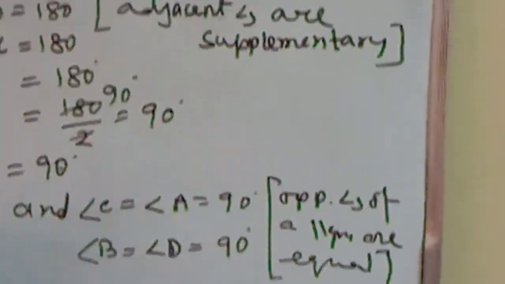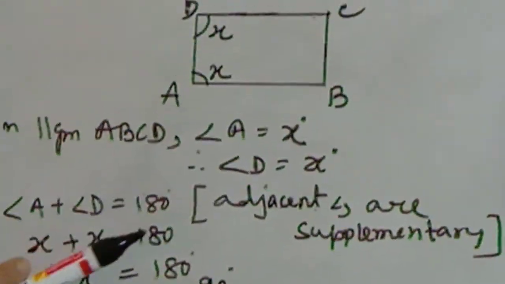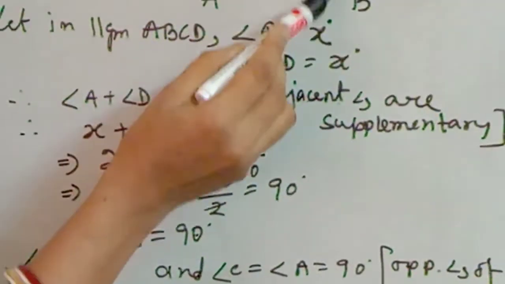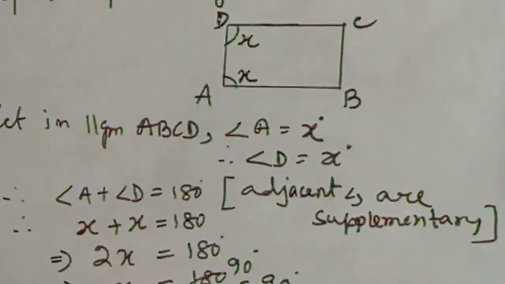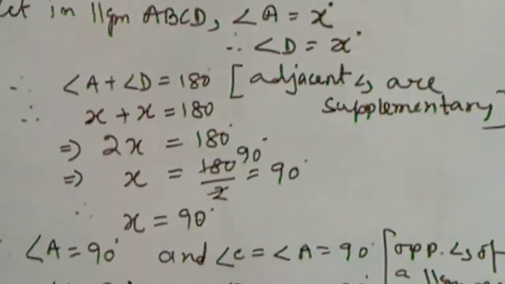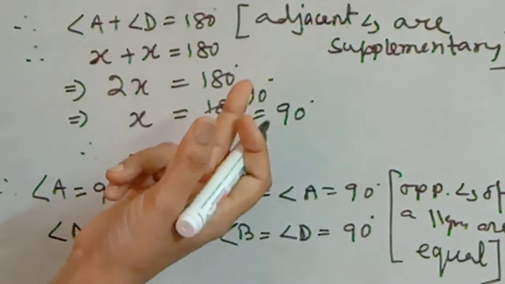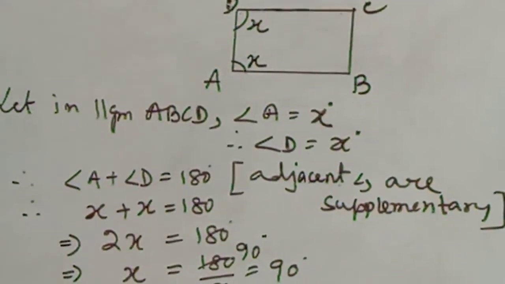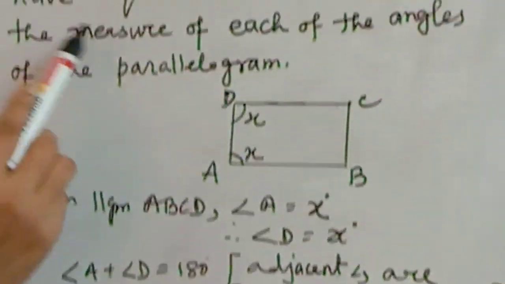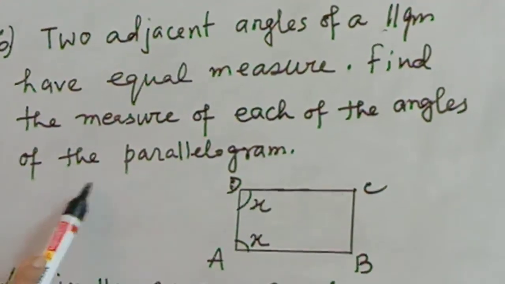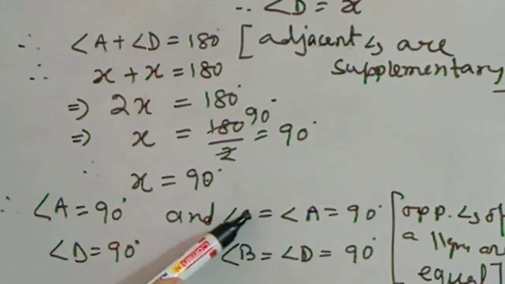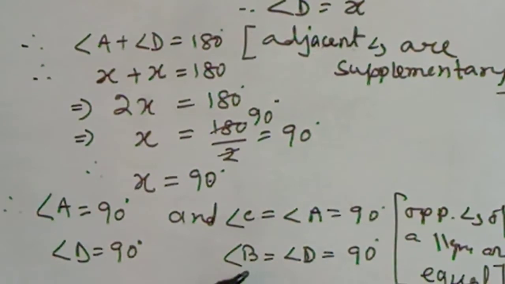So if two adjacent angles are equal, then all the angles of the parallelogram will be equal, as opposite angles are equal. Therefore, the quadrilateral must be either a rectangle or a square. But this is not the question. The question asked only to find the measure of each of the angles of the parallelogram. You have found out A and D. With the help of A and D, you have found out C and B also.